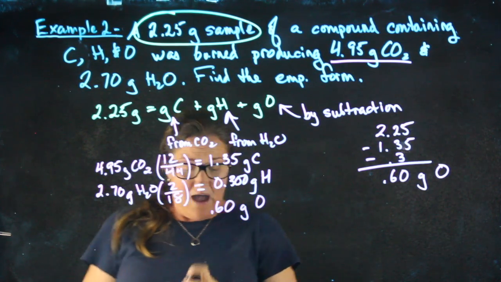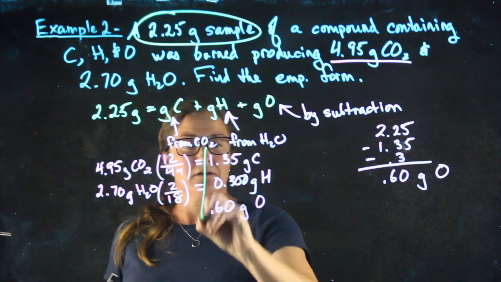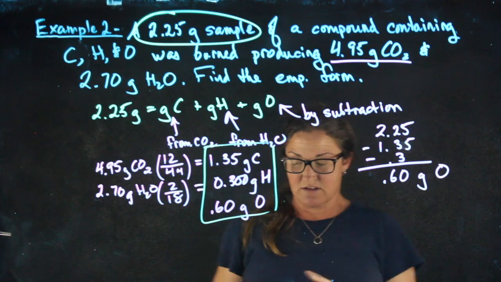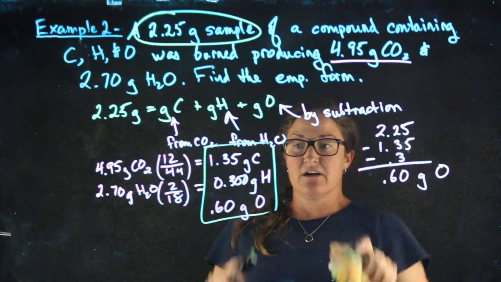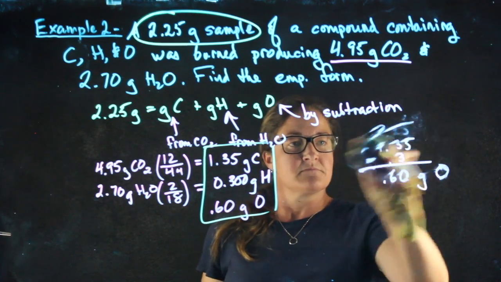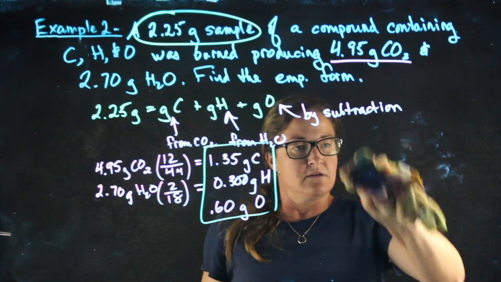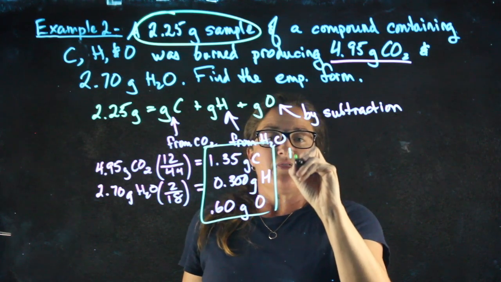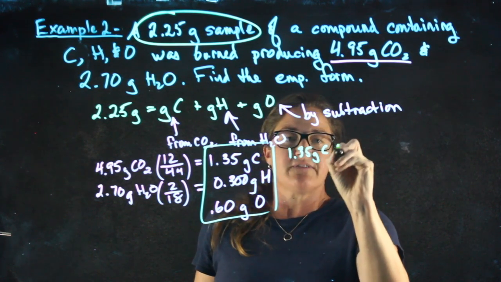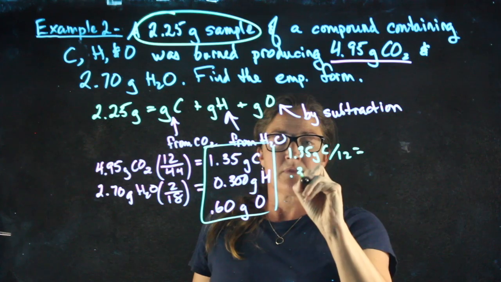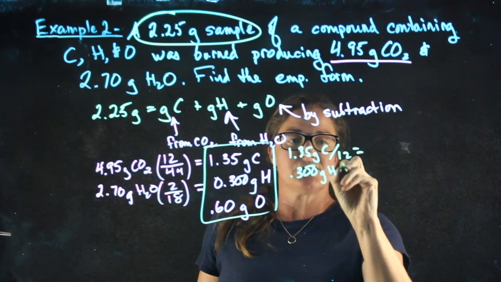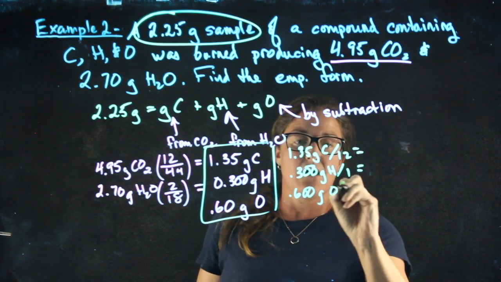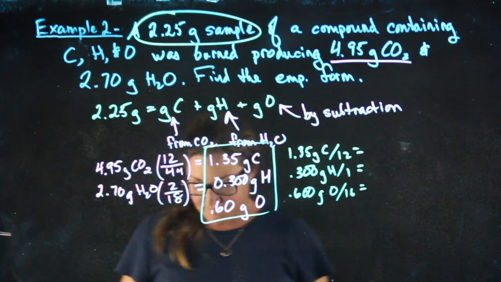Now, I have the information I need in order to do an empirical formula problem, as in the previous ones. I'm going to erase this over here to give me more room. So 1.35 grams of C divided by its molecular weight, 0.300 grams of H divided by its molecular weight, 0.600 grams of O divided by its molecular weight.